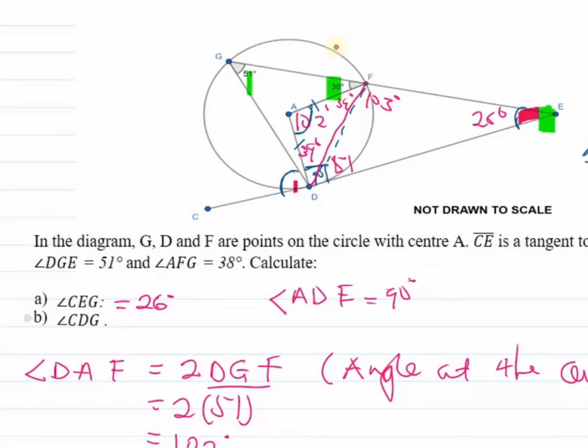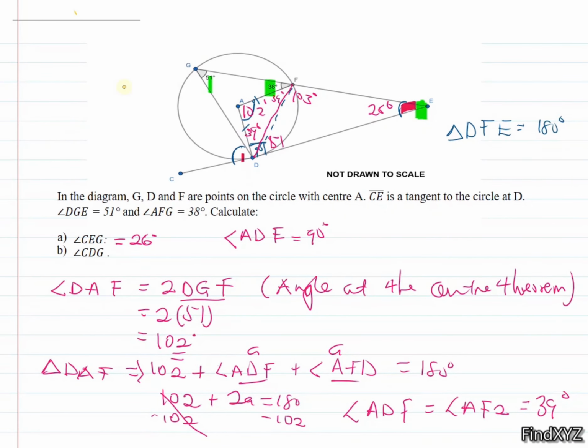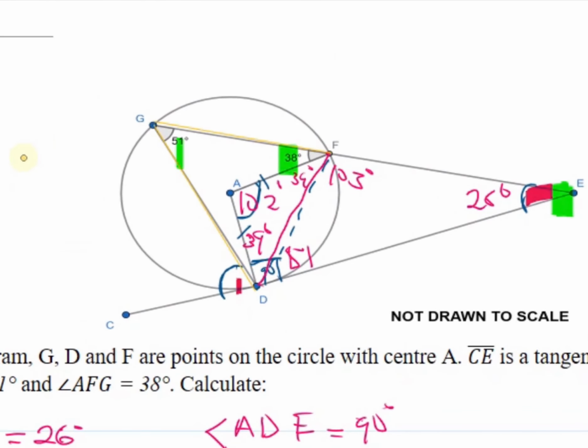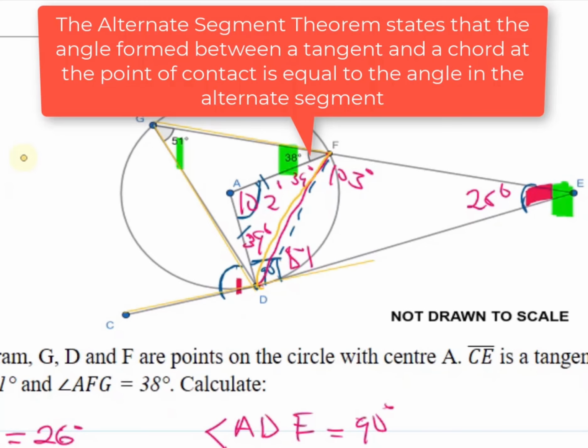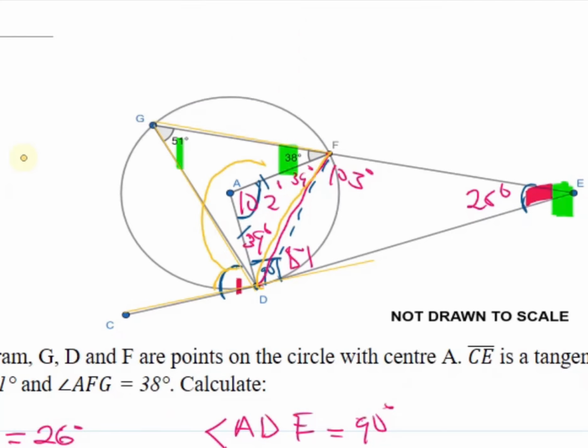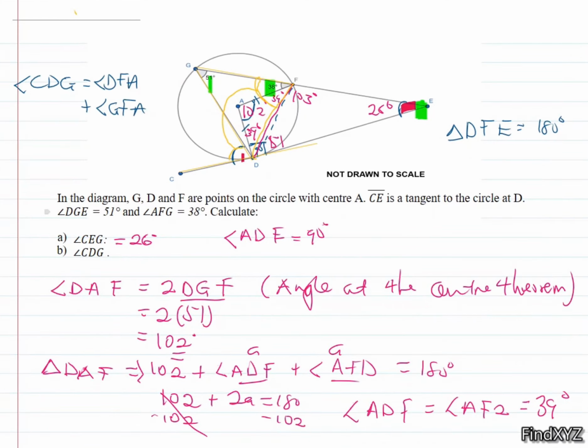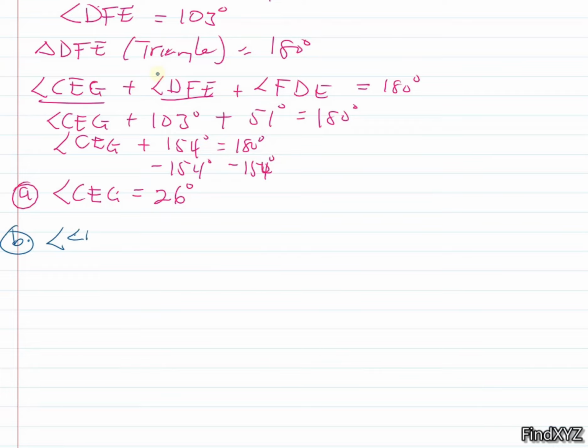Then the next thing, we are supposed to find angle CDG. Considering this triangle DGF, you realize that this is a tangent to a chord. We can apply the alternate segment theorem that states that the angle formed between a tangent and a chord at the point of contact is always equal to the angle in the alternate segment. So realize that this angle will be equal to the measure of this full angle. You see that? Okay, so when we add those two angles, you are supposed to get this. B, angle CDG, which you are trying to find, must be equal to angle DFA plus angle GFA. This is the alternate segment here.